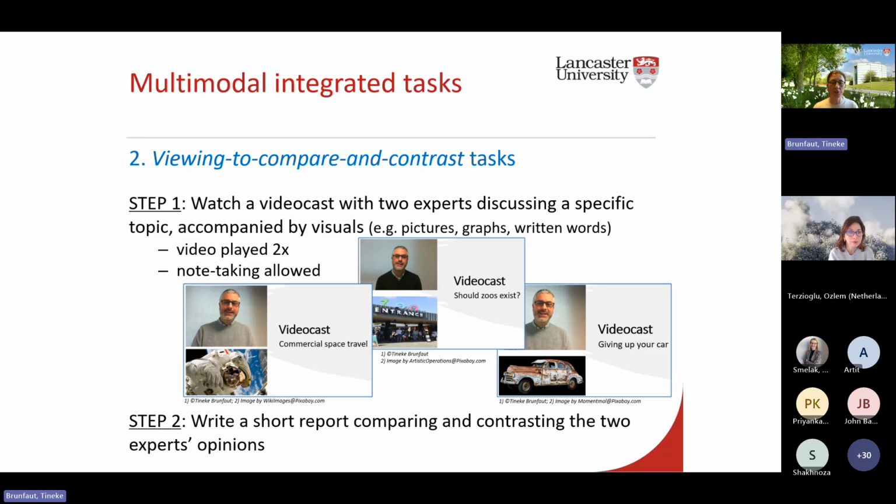So we developed 3 versions again of the task. One in which there's 2 so-called experts talking about commercial space travel. Another one where they talk about whether zoos should still exist, and a third one on the topic of giving up income.